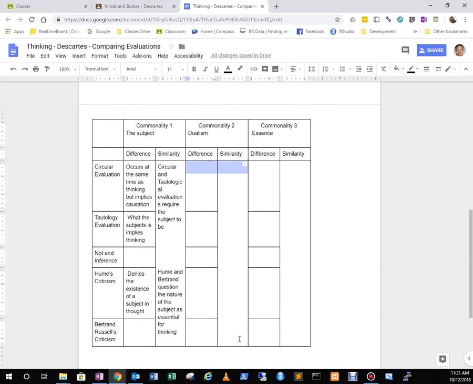Now, of course, I go through and I do the same for the commonality of dualism and the commonality of their essence, and that's what I would do.